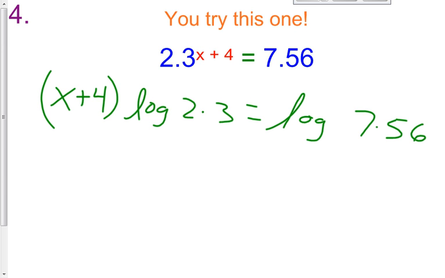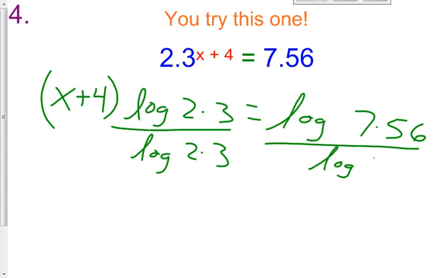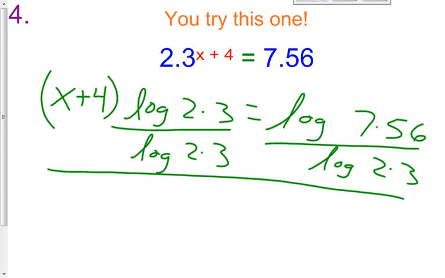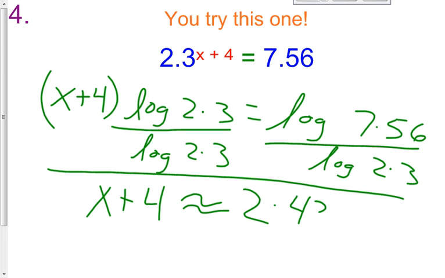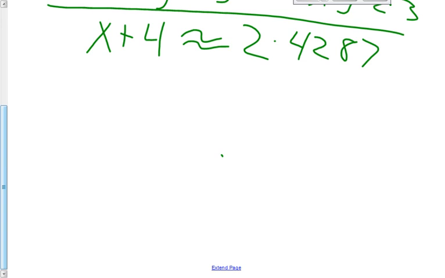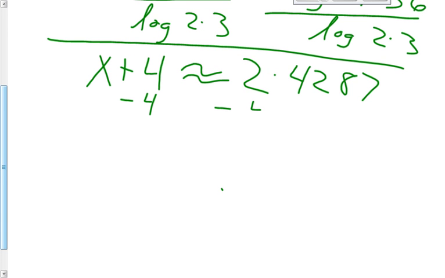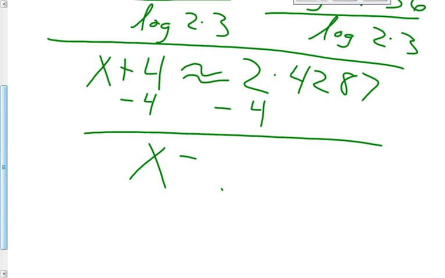So then what you did is you divided by the log of 2.3, and you got x plus 4 on the left, and on the right you had an approximate value of 2.4287. So then you subtracted 4 from both sides, subtract 4, subtract 4, and you got x to be approximately equal to the answer of negative 1.5713.